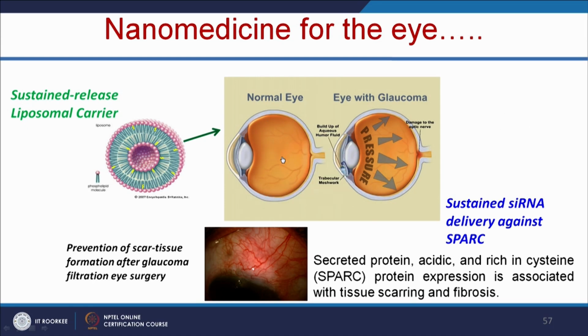Here you can see the example of a normal eye and the eye with glaucoma. We can use a lipid-based nanocarrier which can deliver the drug, and again we can use this lipid carrier for preventing scar tissue formation after glaucoma filtration eye surgery. We can prevent this formation of scar by using sustained siRNA delivery against SPARC. SPARC is secreted protein, acidic and rich in cysteine. So we can reduce this SPARC protein expression with the help of siRNA.